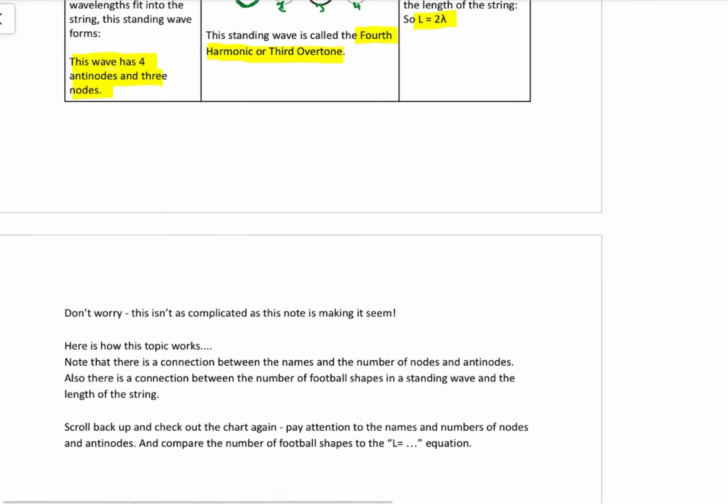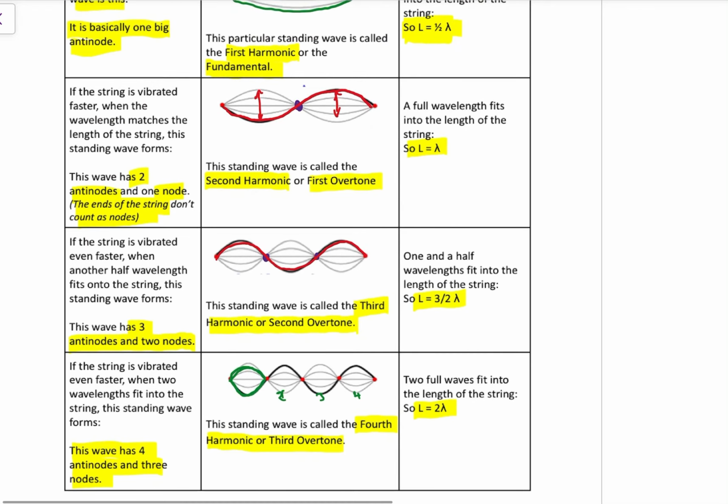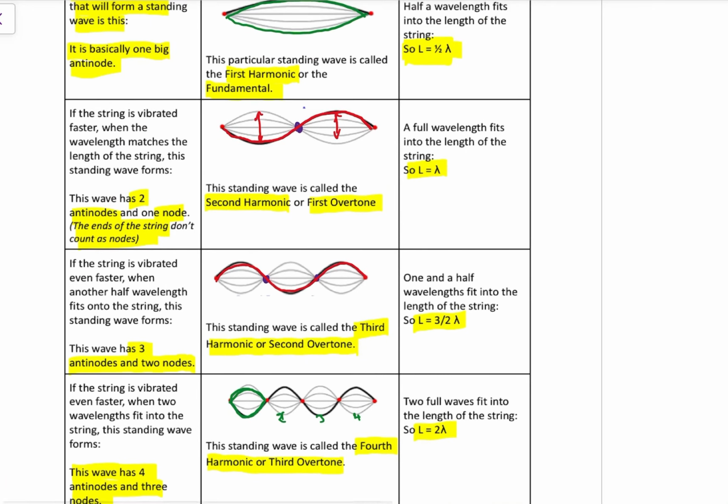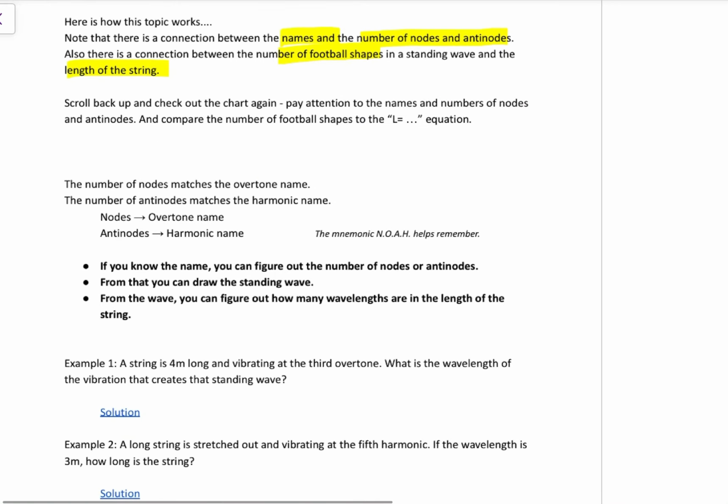What I'd like you to notice is that there is a connection between the names and the number of nodes and antinodes. There's also a connection between the number of those football shapes and the length of the string. So we'll go back to that chart. See if you can find a pattern in the number of antinodes and nodes and the 2 names, and then see if we can find a connection between the length and the number of footballs. Pause the video if you need to. I'm going to give away the answer.